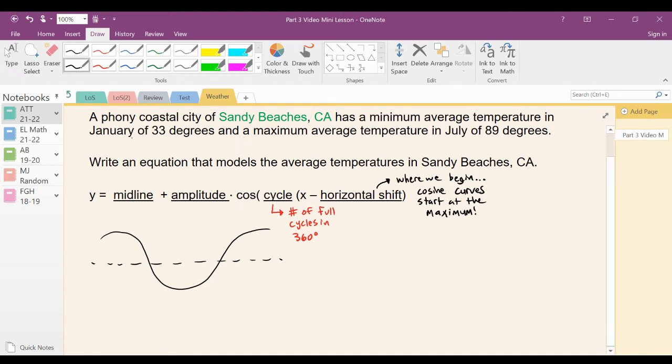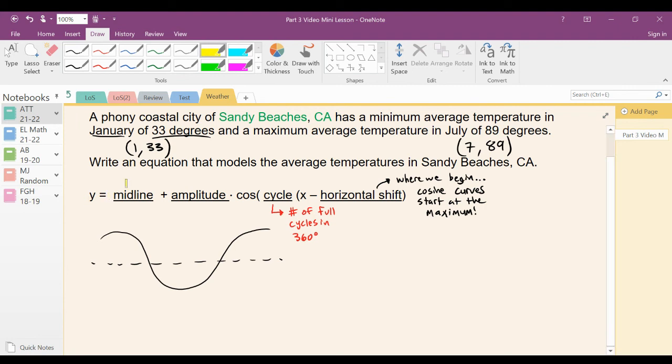It looks like our minimum average temperature is in January at 33 degrees. Earlier, we recognized that January is the first month of the year, so we'll call that x value 1, our y value output of 33 degrees, and July, the seventh month of the year, 7, 89. So we've got our minimum and our maximum there. And what we need to figure out is what is the equation and how is that minimum and maximum going to help us find parts of that equation.